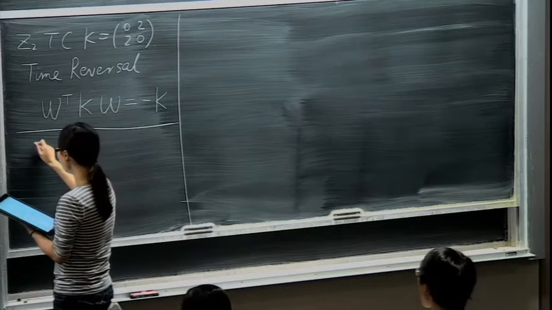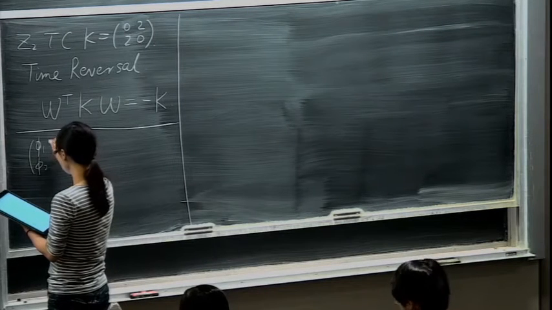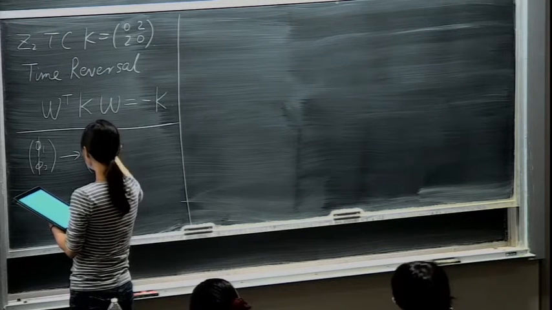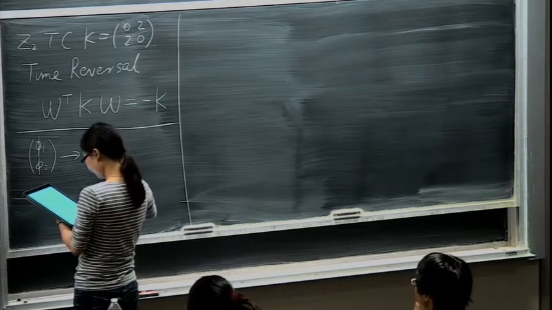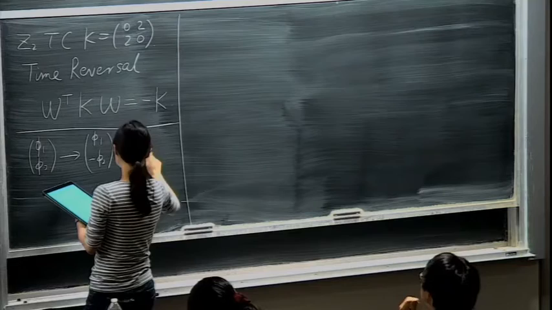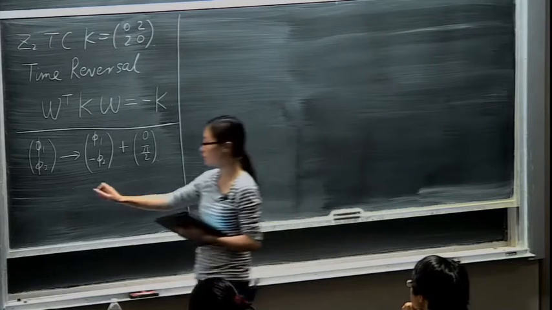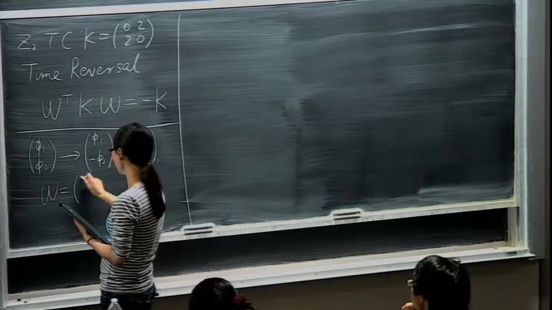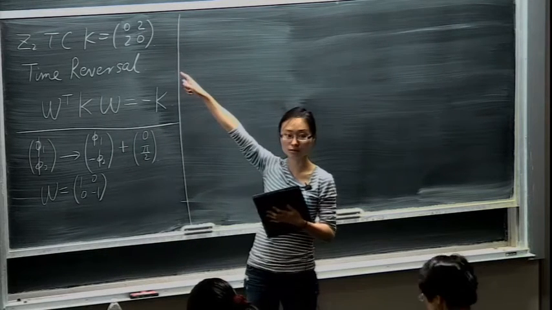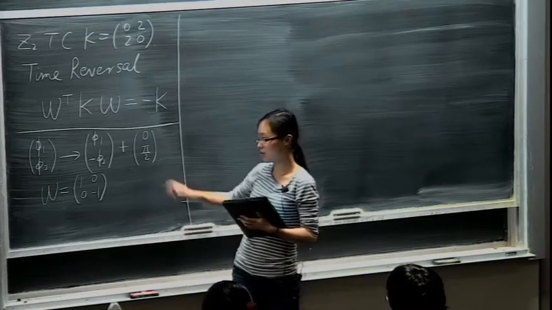So the first one is phi 1, phi 2 goes to phi 1 minus phi 2 plus 0, pi over 2. So the W matrix is this Pauli Z matrix, and it indeed anti-commutes with the K matrix of 2 times sigma x, right? But there's also this phase factor.